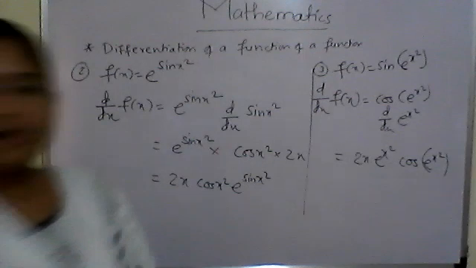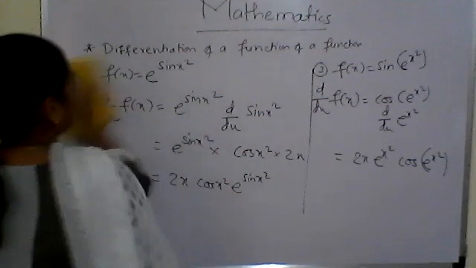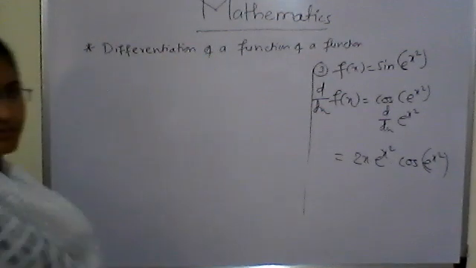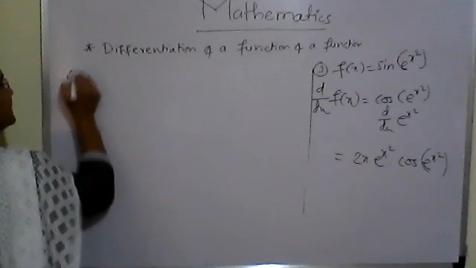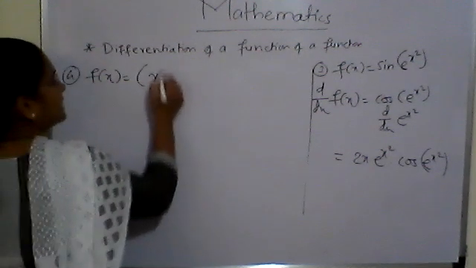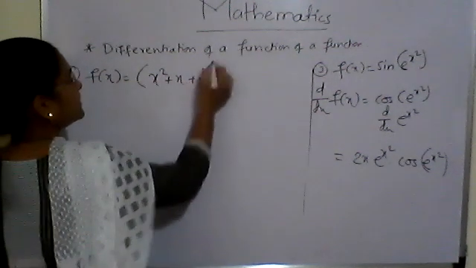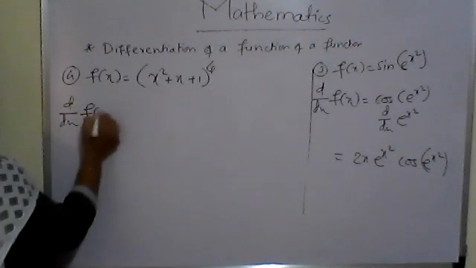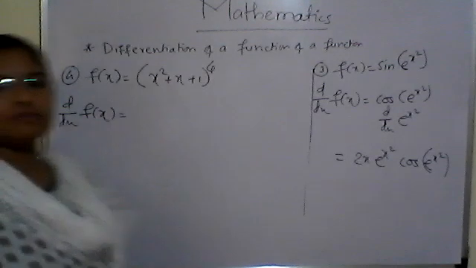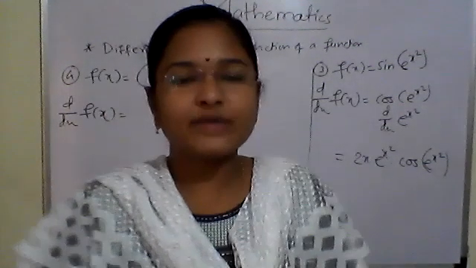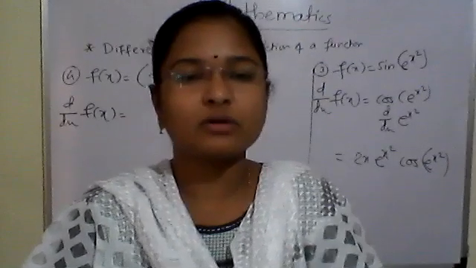So fourth one. Fourth example, f of x is x square plus x plus 1 to the power 4. So what is the derivative? Use the x raised to n form. What is the derivative of x square plus x plus 1 to the power 4?